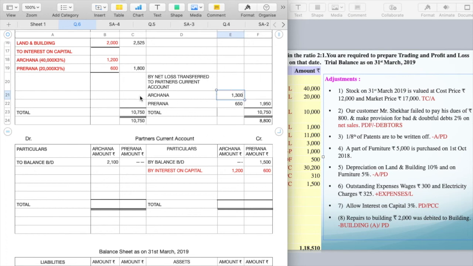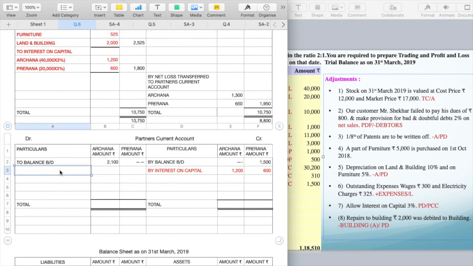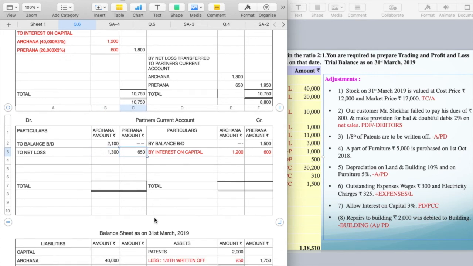The difference is on the credit side, so it will go to the partner's current account debit side. So here I have to write net loss, that is 1300 and 650. Alright, now this is the current account. I cannot say that it will always carry a credit balance, because the credit side can be more and the debit side can also be more.